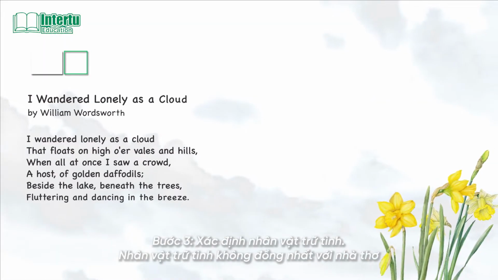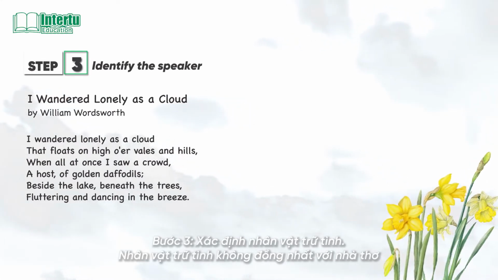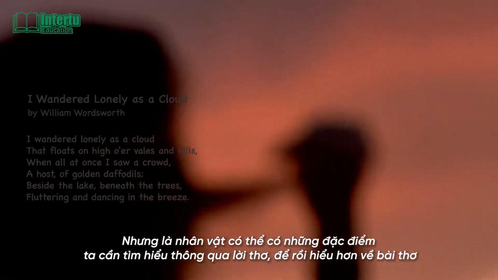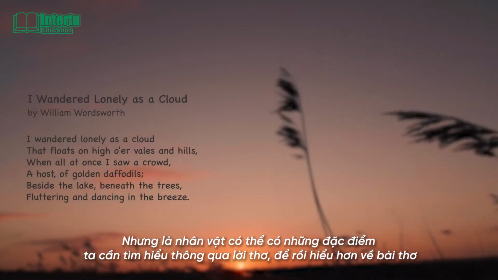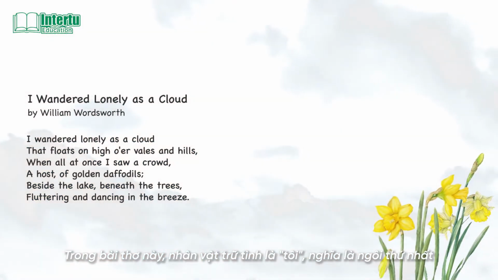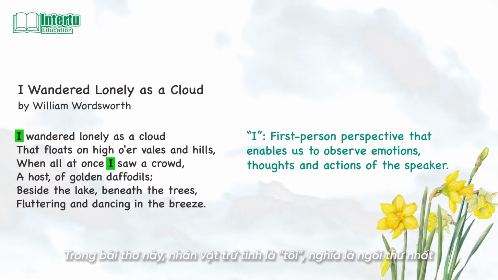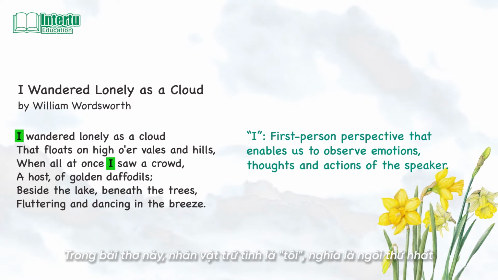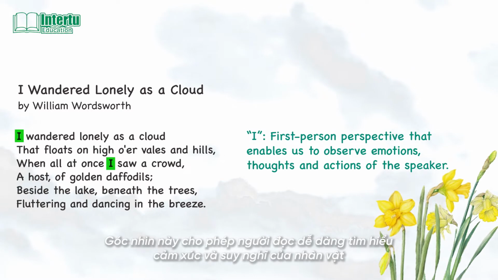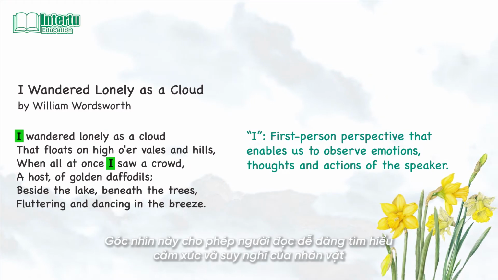Step number 3. Identify the speaker. Remember that the speaker is not the poet, but a fictional character that we try to discover through the poem's lines. He may have some kind of personality that the audience needs to dive right into to know more about him, so that we can get the idea of the poem. So in this case, we have the I speaker. I is a personal pronoun, which means that the poem is written in first person perspective. This perspective truly enables readers to easily understand the speaker's emotions and maybe thoughts.